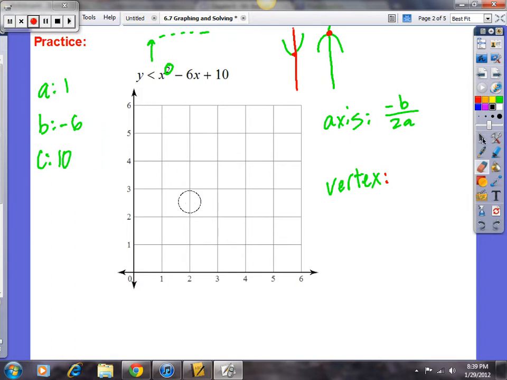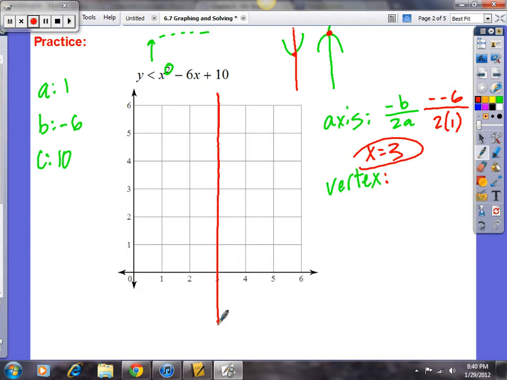Now I just need b and a, so I plug them in. So it's going to be a negative b, so it's a negative negative 6, that's a positive 6, divided by 2 times 1. So 6 divided by 2. My axis of symmetry is right here. It's x equals 3. So on my x-axis at 3, I'm going to have a vertical line. Okay, my vertex I know is going to land right on that line.